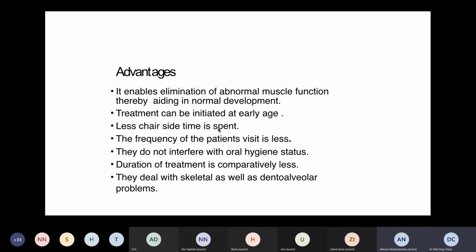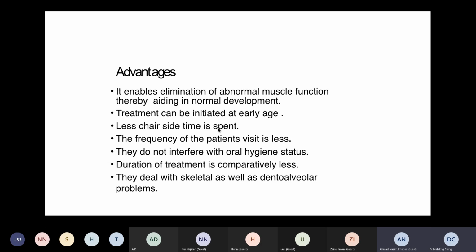So you spend a bit more time for the fixed appliance compared to the myofunctional. With myofunctional, most of the time when the patient comes in, the regular review is to check the overjet, molar relationship, canine relationship, then check the patient compliance. At the end, maybe tighten up the appliance a little bit, then send the patient home. So quite fast, maybe about 10 to 15 minutes, then we are done for the review. The frequency of the patient visit is less.